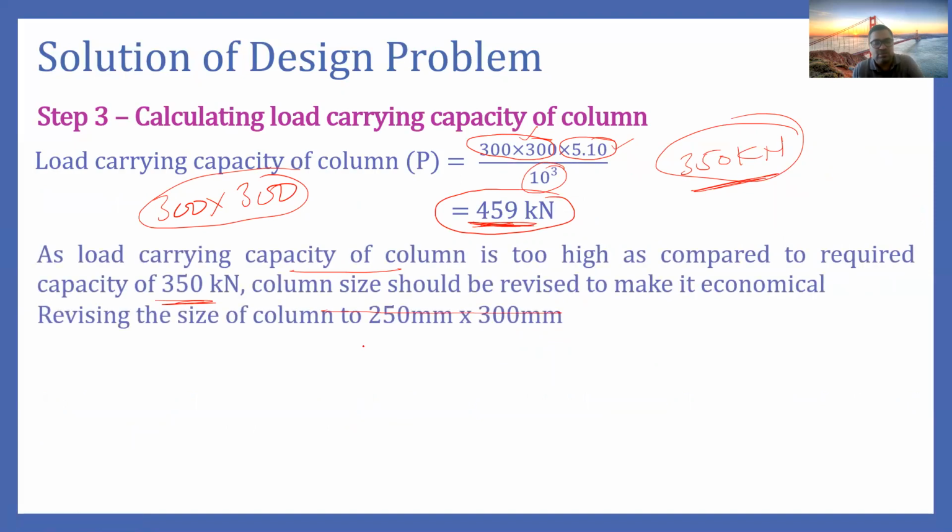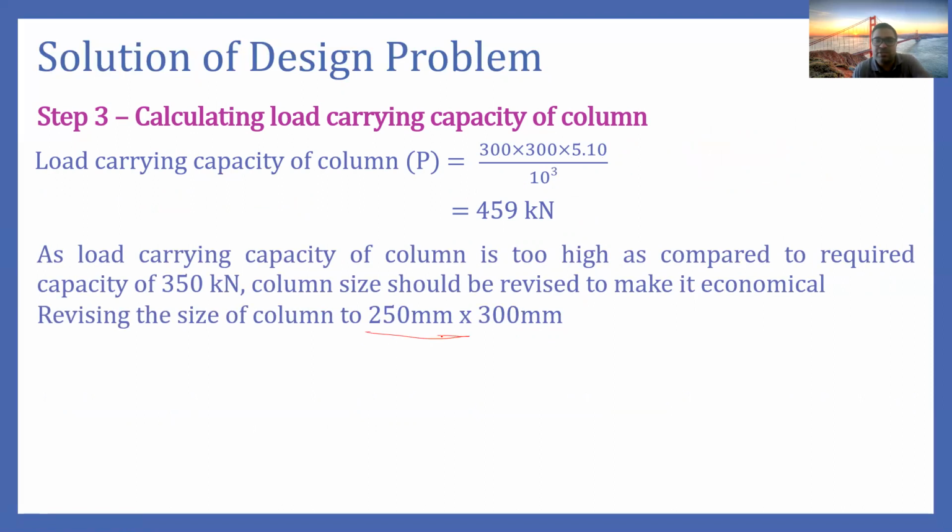In that case, we will adopt the column size as 250 by 300 mm. So this time our column becomes rectangular. Here we have reduced one of the sides of the column so that the area of cross section is reduced, because we are actually required to reduce this area. So our new column size is 250 mm by 300. And why are we doing that? Because to reduce the load carrying capacity, because it is too high than required. So therefore we have to redesign it.